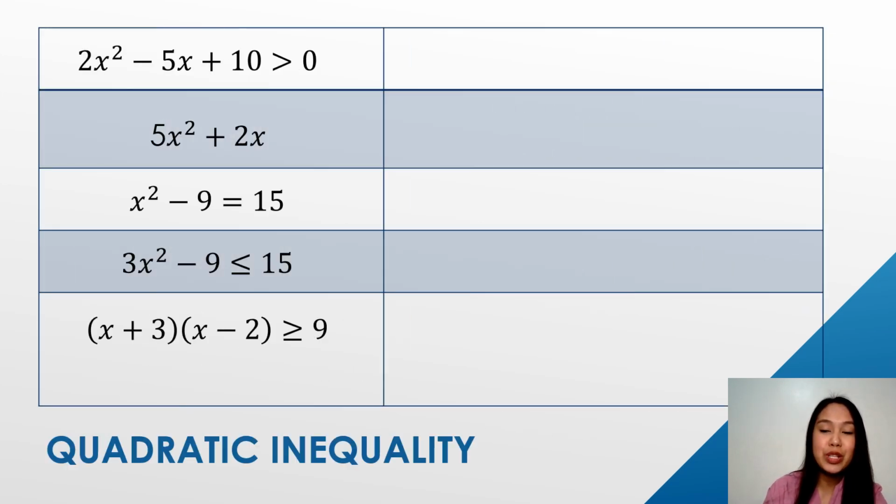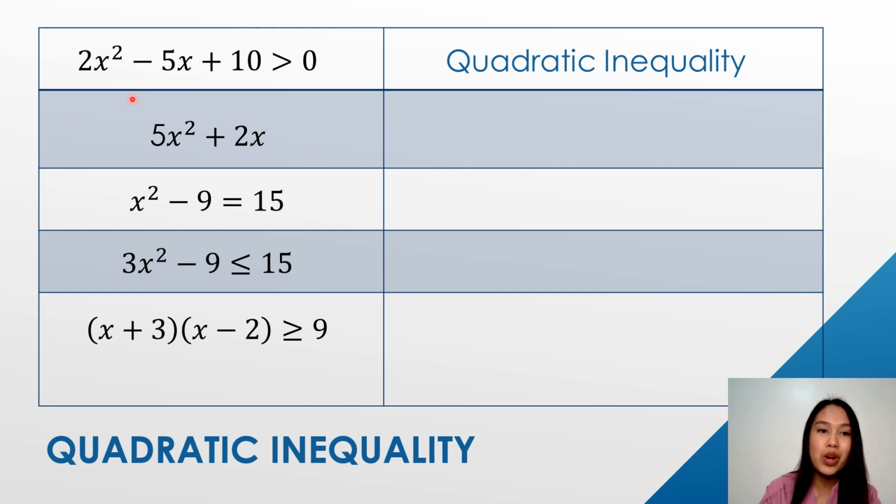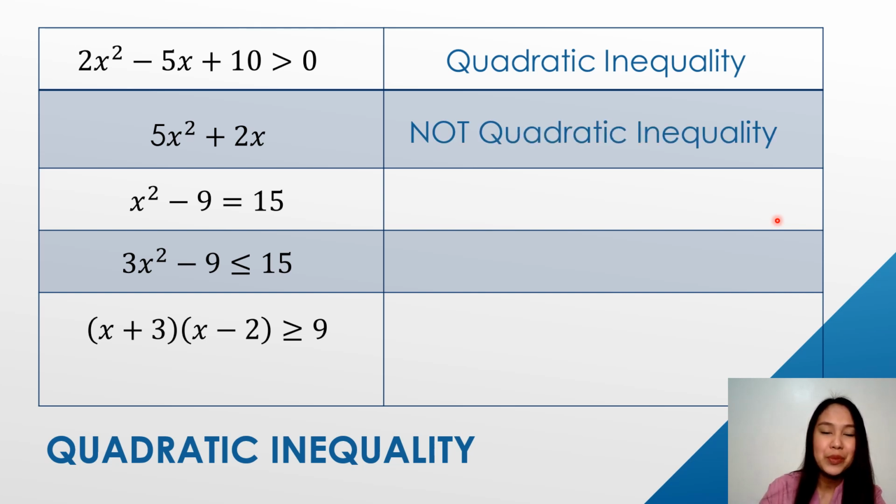Okay, so now let's have different algebraic expressions and let's identify if each is a quadratic inequality or not. I have here 5 examples of algebraic expressions. Number 1: 2x squared minus 5x plus 10 greater than 0. Is it a quadratic inequality or not? It is a quadratic inequality. Why? The first condition is that there should be a variable with the highest exponent of 2. This is satisfied by the first term, 2x squared. The variable is x, and the highest exponent is 2. The second condition is that we should use an inequality sign, and in this example we used greater than. Greater than is an inequality sign, therefore the first example is a quadratic inequality.